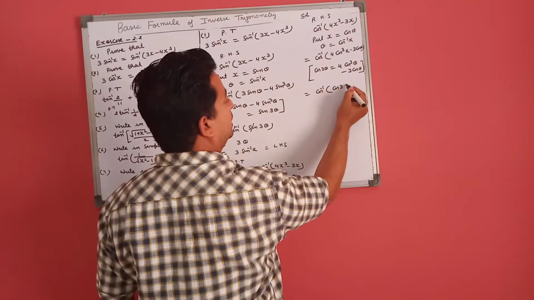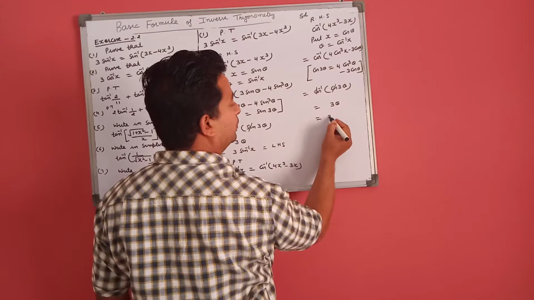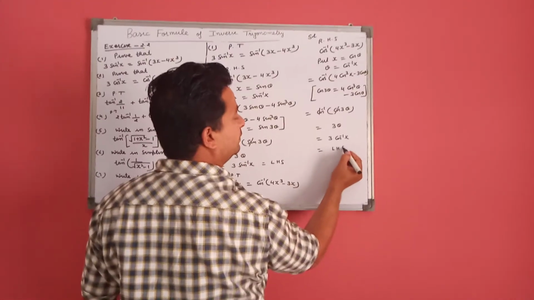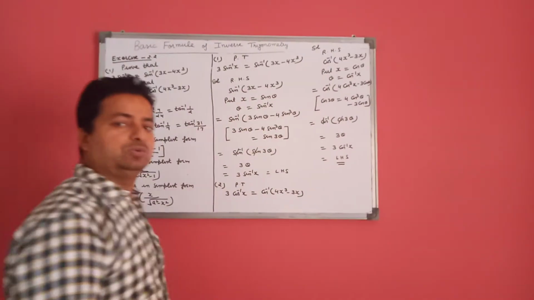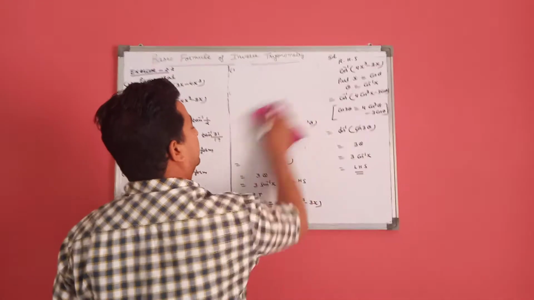So it becomes cos 3 theta. The cos inverse and cos cancel out, equal to 3 theta. Put the value of theta, that is 3 cos inverse x, which is the left hand side of the equation. This is the solution of question number 2.